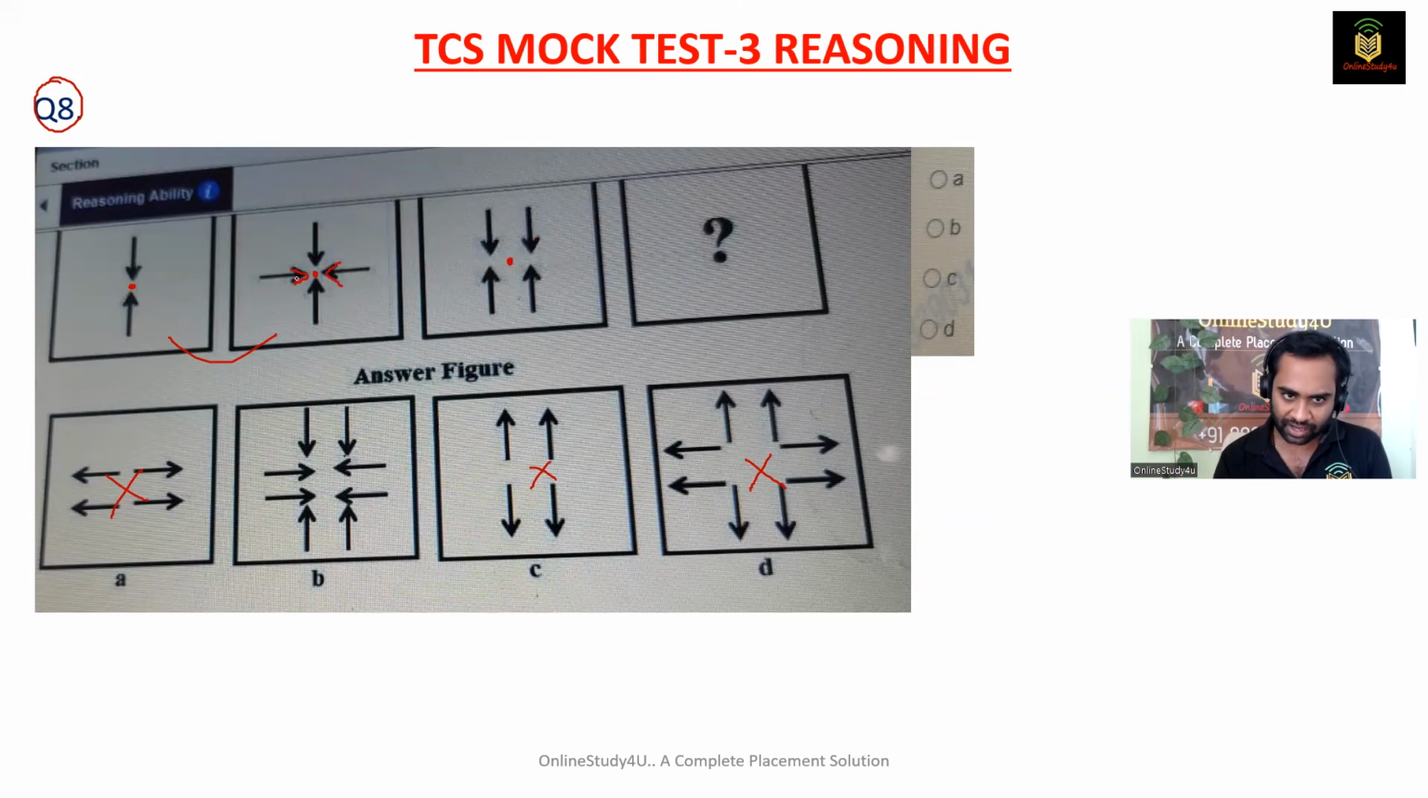So here 2 were there, then became 4. Here 4 are there, so it will definitely become 8, and 2 will come from here, 2 will come from here, because everybody has to go to the center. So option B will be the correct answer for question number 8. I hope this is also clear to you, friends.